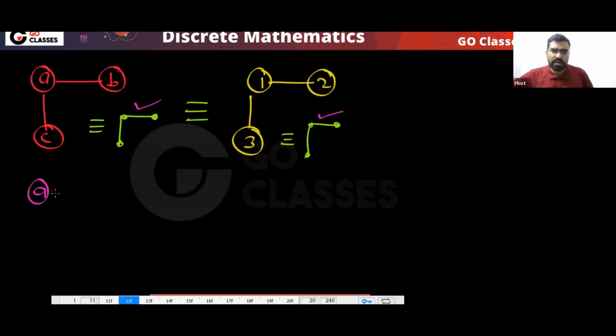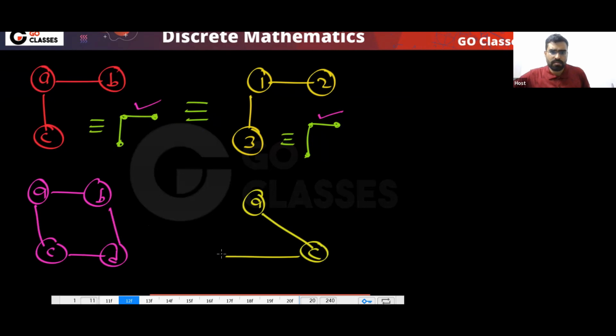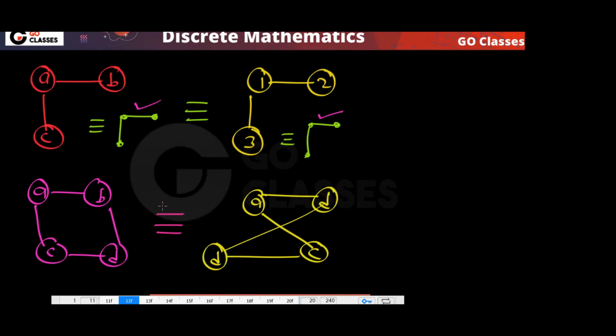Now similarly, A, B, C, D, this graph and A, C, D, B. Tell me, are these two graphs isomorphic? Can I say they are basically the same? I told you that drawing does not matter. In a graph, drawing does not matter. Basically, they are the same, because ultimately, what is this? If you pull this B here, you just pull it.